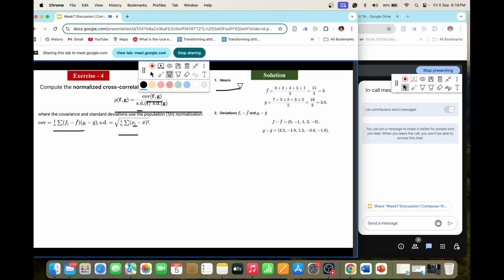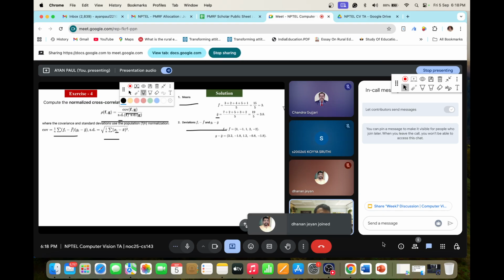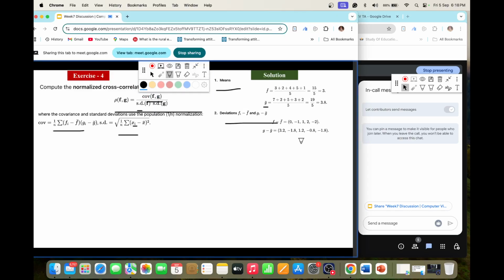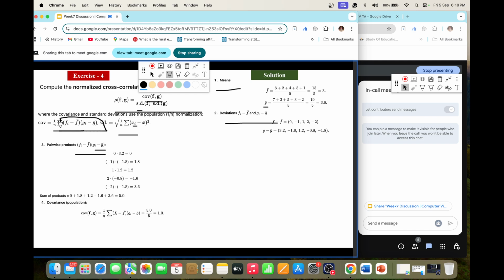First we calculate the mean of f and the mean of g, and then we do the deviations, that is fi minus f bar and gi minus g bar. Then we do the pairwise products, that is fi minus f bar times gi minus g bar, and then we add up. Why do we do it? Because of this step. First do the fi minus f bar and gi minus g bar, and then we have to add up.